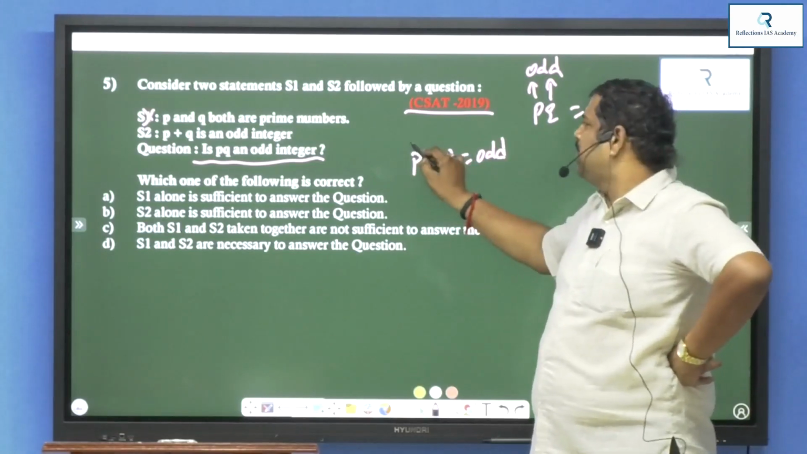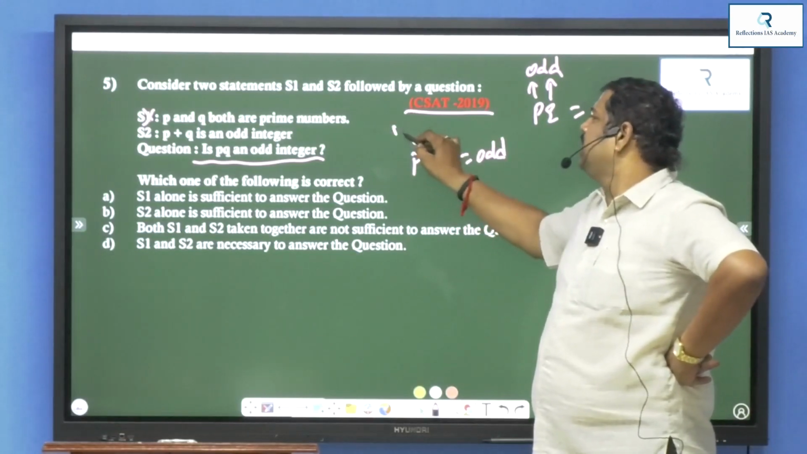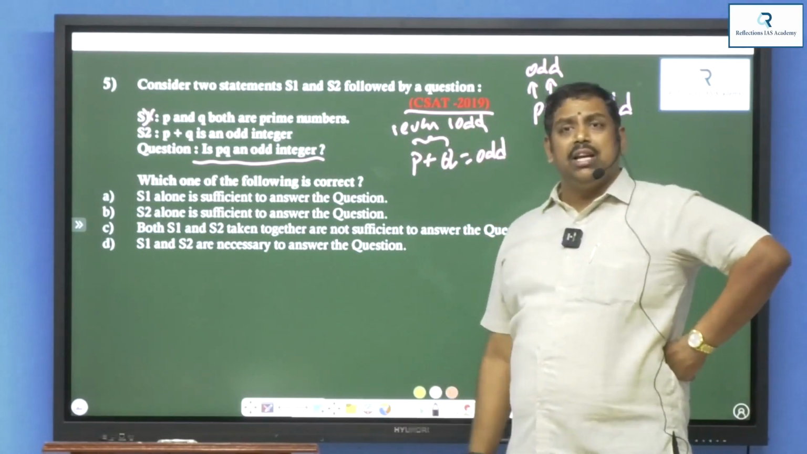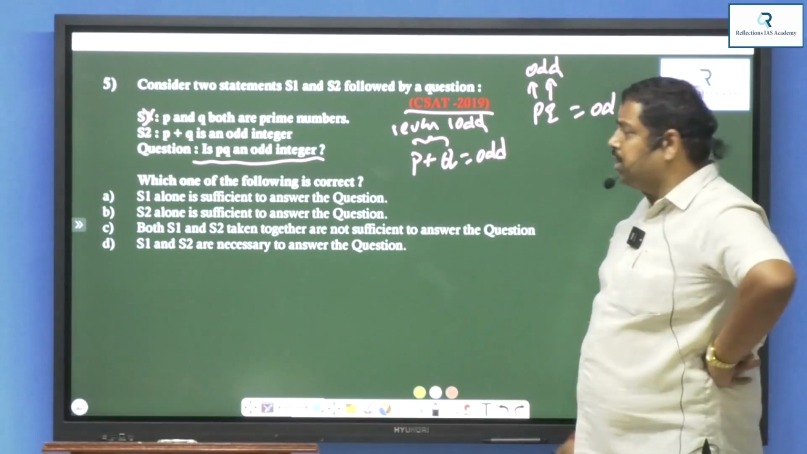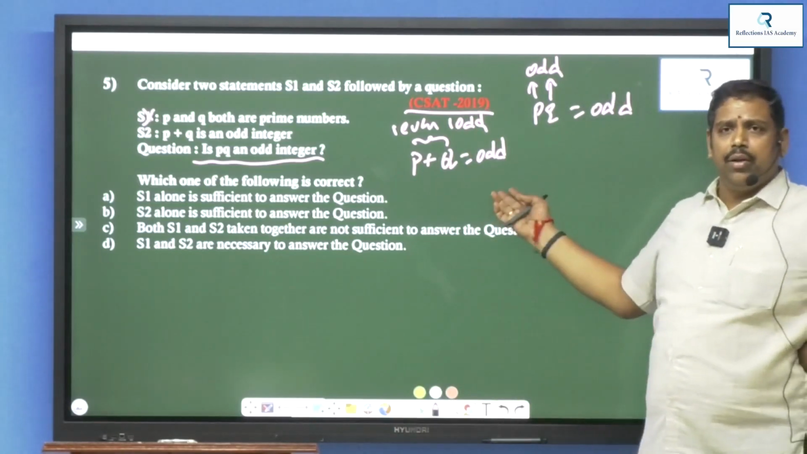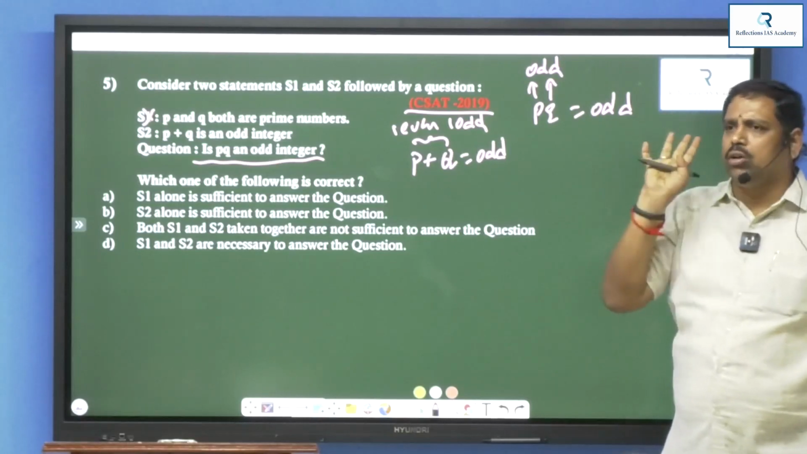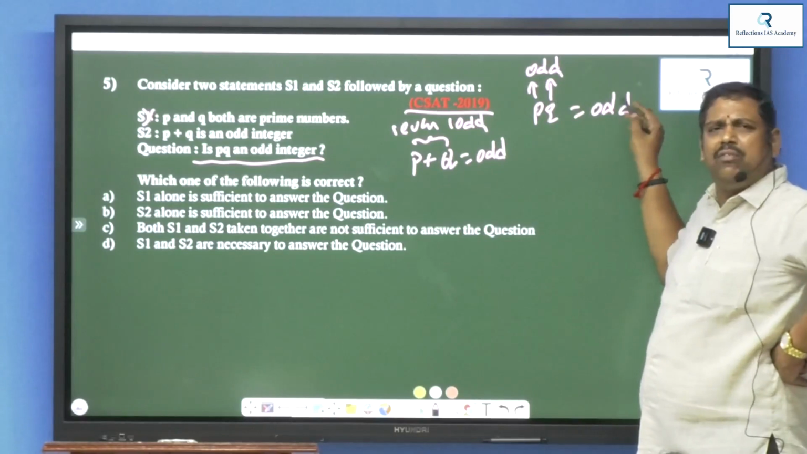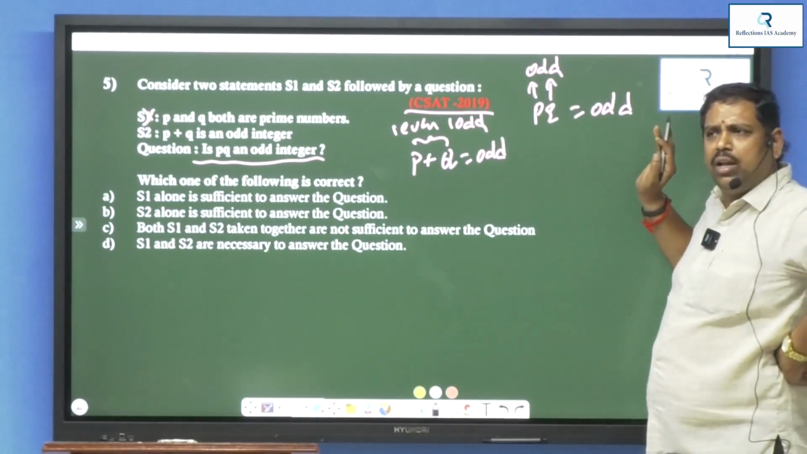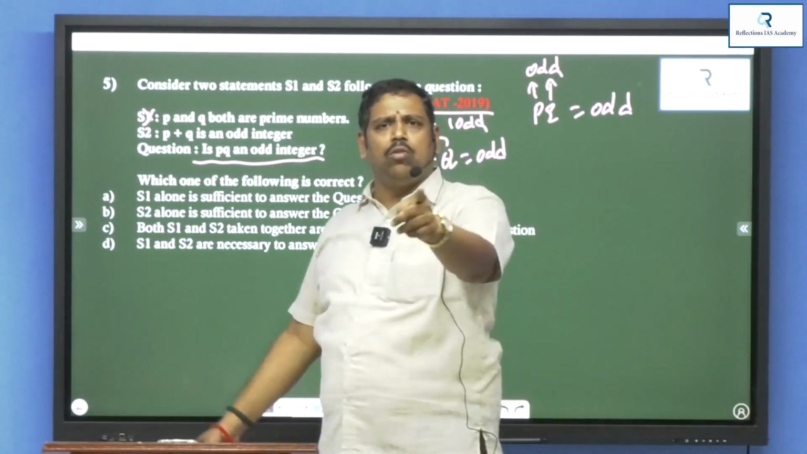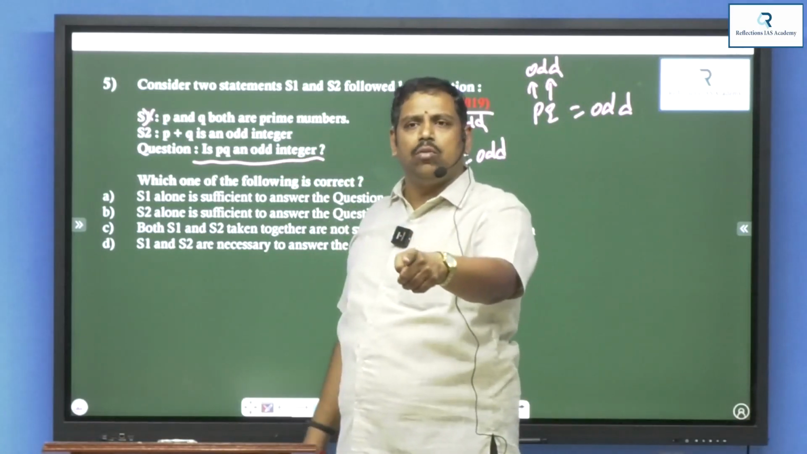Okay, that means that definitely out of these two, one is even, one is odd. Yes or no? If one is even, one is odd, then what about 2 and 5? 2 plus 5 is 7, odd. So that means definitely one is even, one is odd. That is sure. Sir, when one is even and one is odd, will the product be odd or not? Say loudly. So PQ is an odd number? Yes or no?